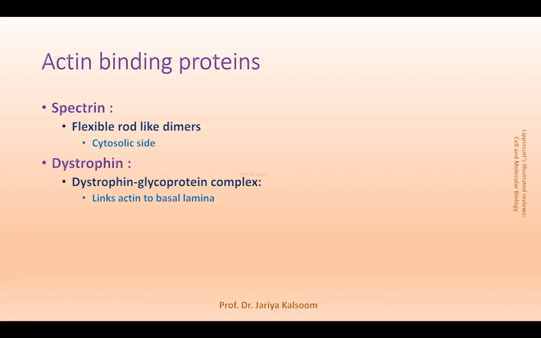Actin filaments are supported by actin binding proteins, which include spectrin, which forms a flexible network beneath cell membranes on the cytosolic side, and dystrophin, which attaches actin filaments to the basal lamina and provides tensile strength to the muscle. So the boy in the waiting room has muscular dystrophy, in which the dystrophin protein is defective, and here we can see that the function of the dystrophin protein is that it attaches the actin filaments to the basal lamina, providing tensile strength to the muscle.